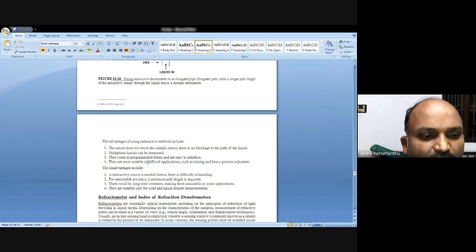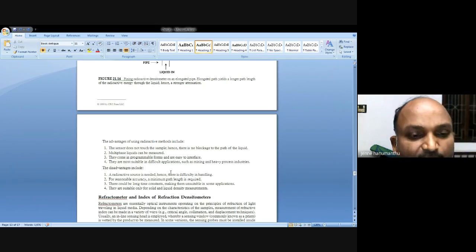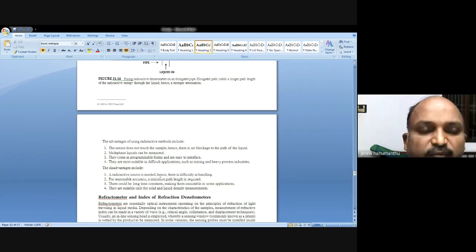Multi-phase means different phases of the liquids can easily be measured at a time. They are in programmable form and easy to interface; you can interface these signals for other processing purposes. They are more suitable in difficult applications, very important in difficult situations such as mining and heavy process industries, because they are contactless.